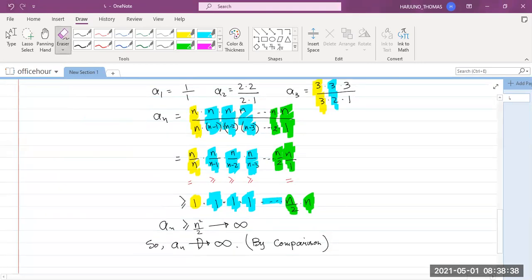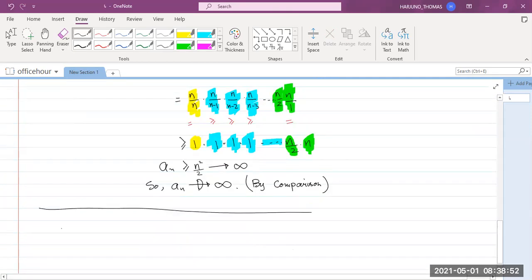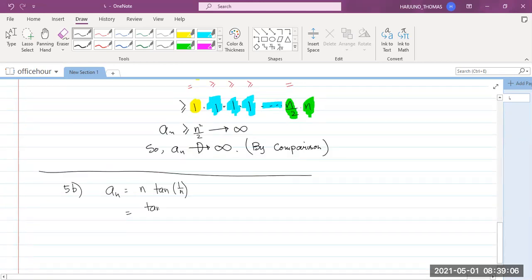Okay, let me see part B. Where is that? n tangent 1 over n. That one. So 5b, the nth term is n times tangent 1 over n, which I can rewrite as tangent 1 over n, over 1 over n. Is it right?